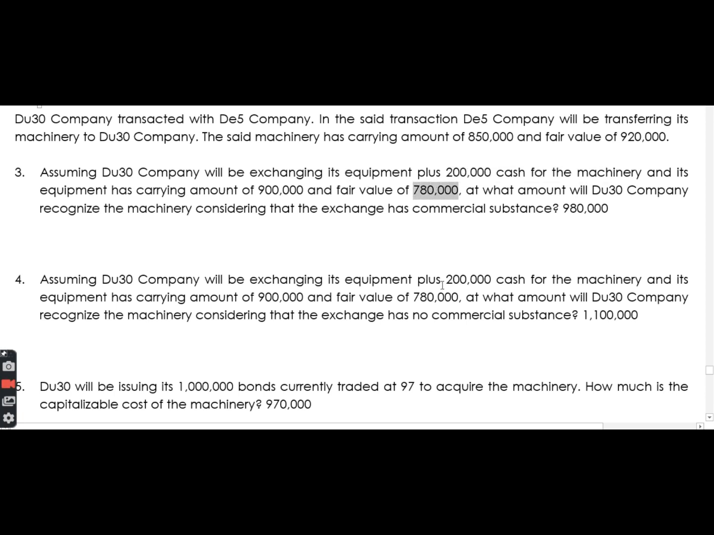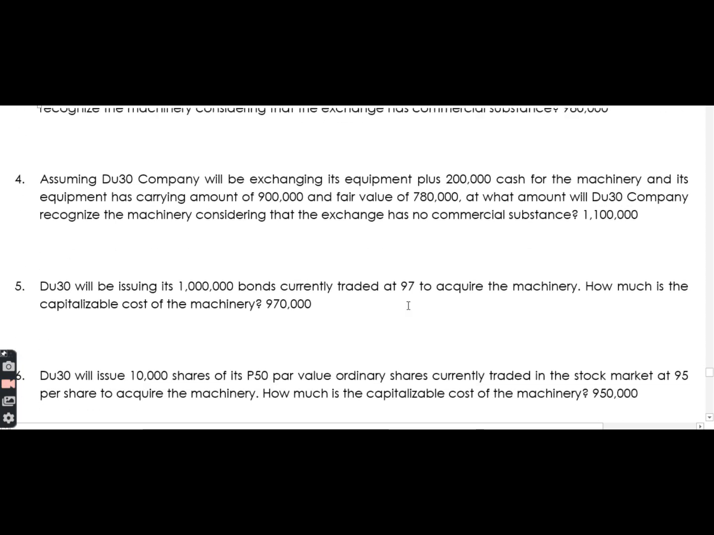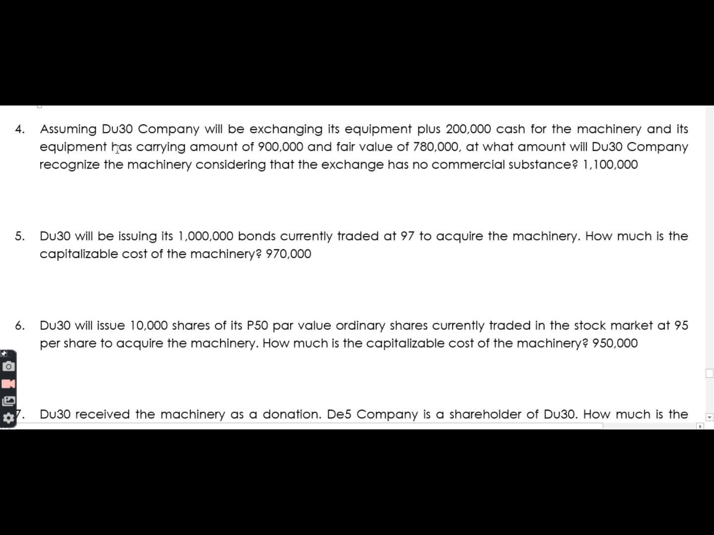Yan yung fair value of asset given up plus cash paid, so plus 200. O kaya 980 na yan. Okay, so yun na yung kwento nun. Question number 4. Assuming that the company will exchange its equipment plus 200,000 cash for the machinery and its equipment has carrying amount of 900, fair value of 780, at what amount will the company recognize the machinery considering that the exchange has no commercial substance?